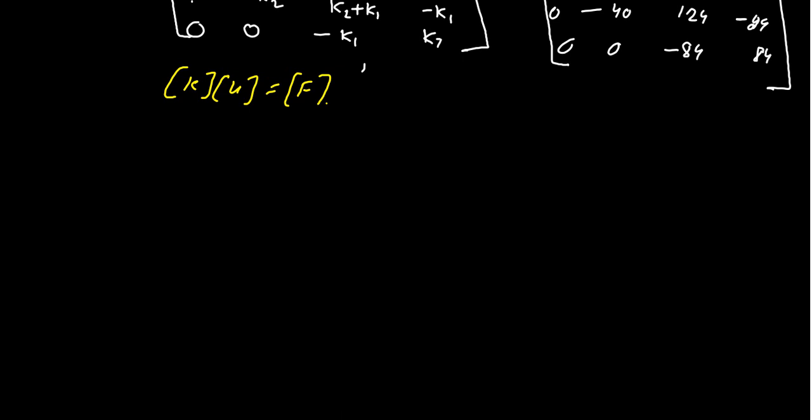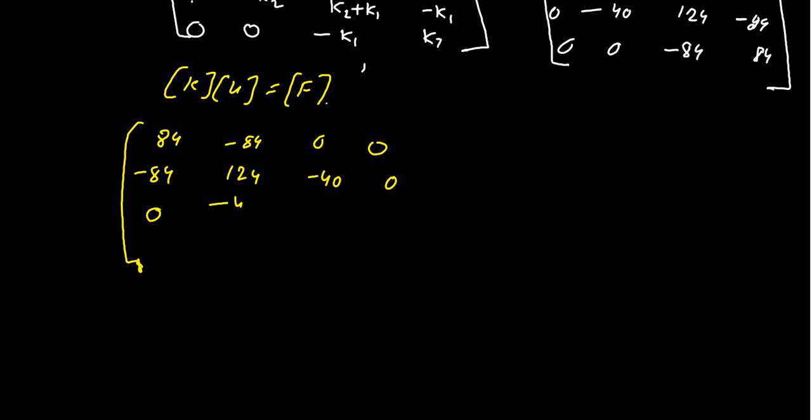So first row there will be 84, minus 84, 0, 0. Second row: minus 84, 124, minus 40, 0. Then 0, minus 40, again 124, minus 84. So here minus 84, 84, 0, 0. So this becomes the K value.